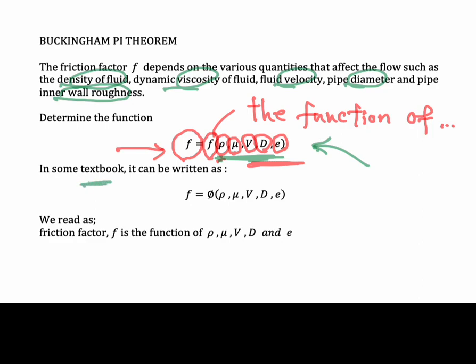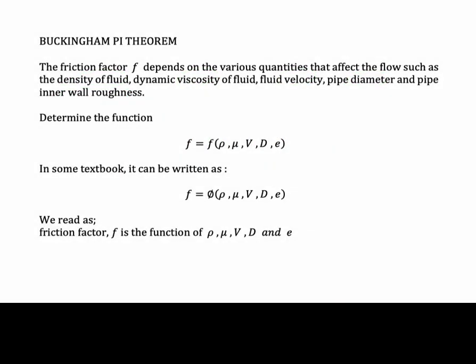In some textbooks, they will replace the symbol f here so as not to confuse it with the other f. For example, in this question, we have two f. One is the friction factor, and the other is the symbol for the function of. So in some textbooks, they will replace the f here with the symbol phi. But we read these two statements as this one: friction factor f is the function of rho, mu, v, d, and e.